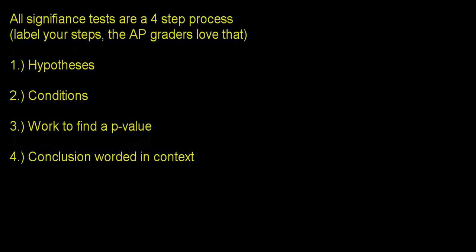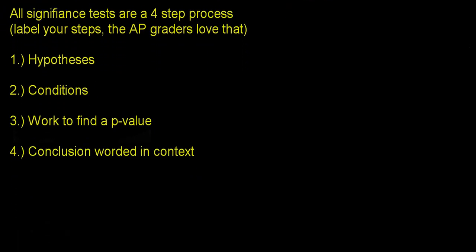All right, so first and foremost, know that a significance test involves 4 steps: your hypotheses, the conditions, the work to find the p-value, and a conclusion in context. I love to recommend to label the steps. The AP graders really love that. So there are actually 5 different types of significance tests. There's even more than that, but for right now we're just going to focus on 5.